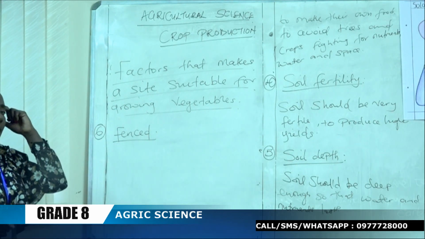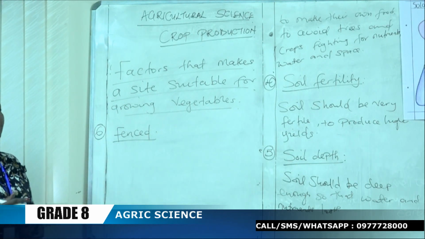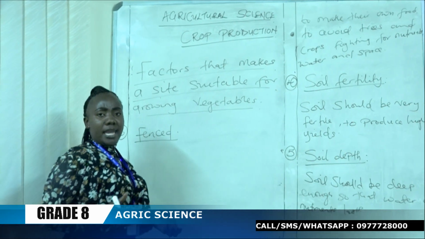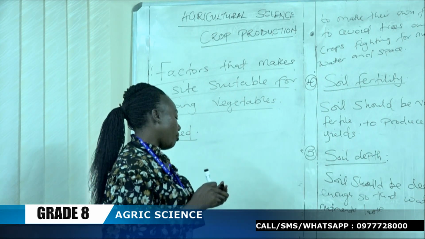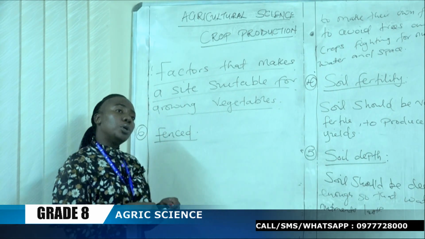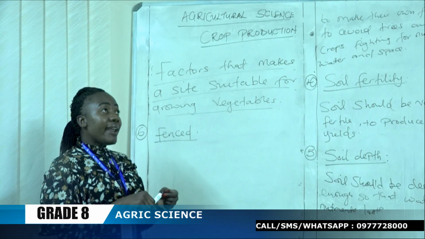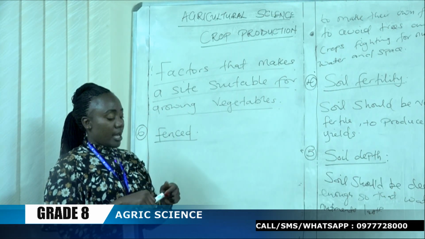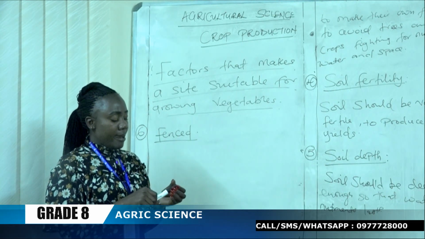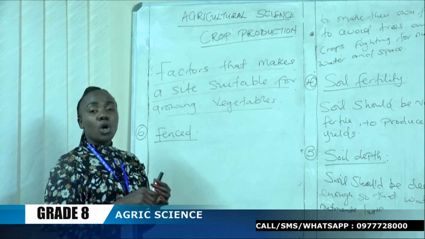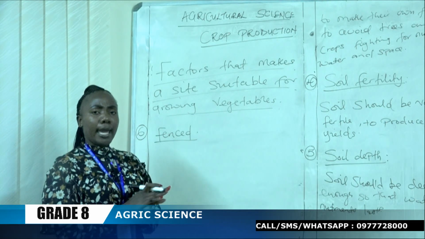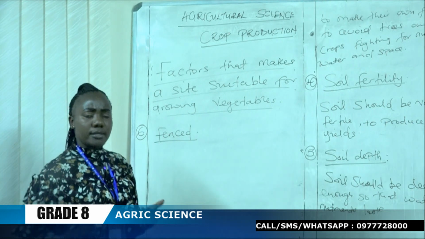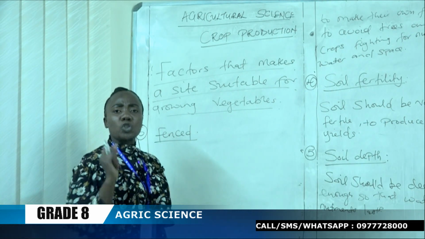What do I mean when I say the garden should be fenced? Okay, I'll give an example. We have a garden at home. Apart from having a garden, we also keep livestock. I'll give examples of commercial farmers.